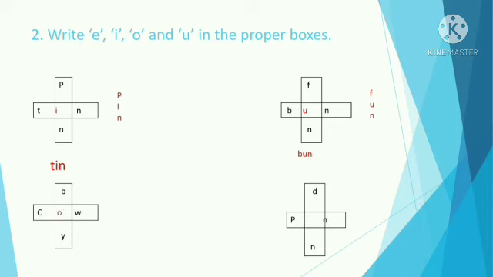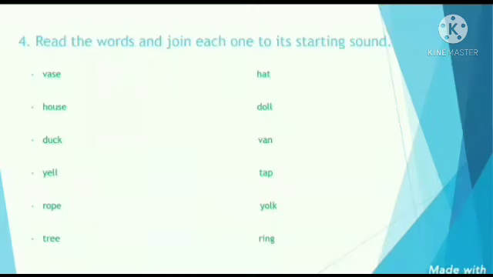See the third table. We will write O in the third table. When we write O, the two words are B-O-Y, boy, and the second word is C-O-W, cow. See the fourth table. In the fourth table, we will write E. When we write E, we get the two words. The first word is D-E-N, den, and the second word is pen, P-E-N, pen. I hope this question number 2 is also clear to you.